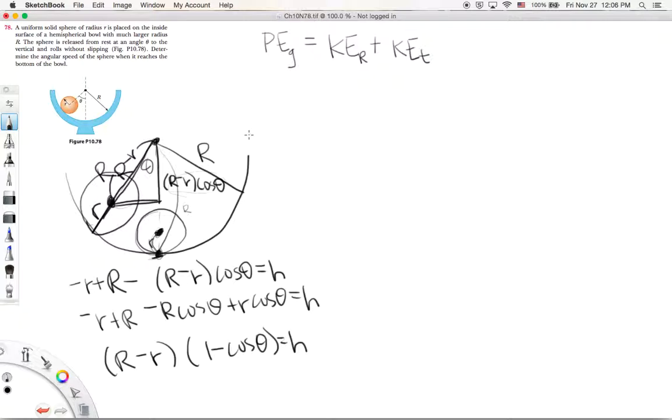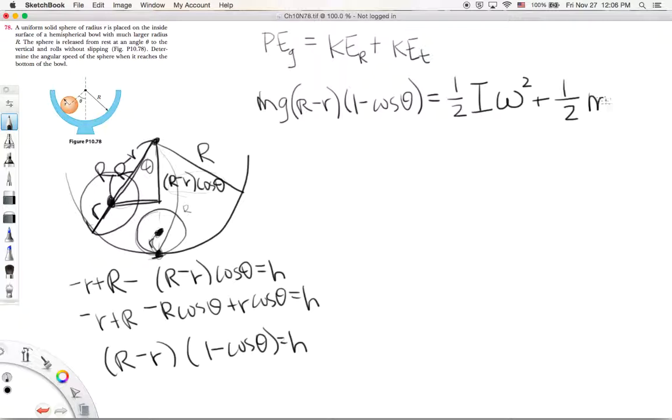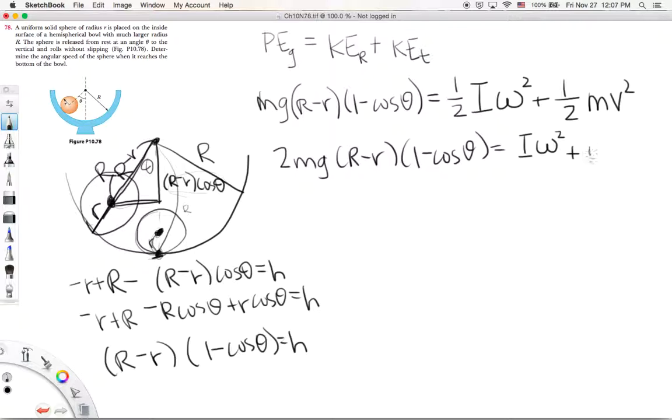So here, they don't tell us the mass of the ball, but that doesn't matter for now because it'll eventually cancel. So potential energy of gravity is mgh, so mg times big R minus little r times 1 minus cosine theta equals, so rotational kinetic energy is 1/2 the moment of inertia times the angular velocity squared plus translational kinetic energy, which is 1/2 mv squared. So if we multiply both sides by 2, we'll get 2mg times big R minus small r times 1 minus cosine theta equals the moment of inertia times angular velocity squared plus m, and then velocity equals radius times angular velocity. So this will be mr squared, angular velocity squared.